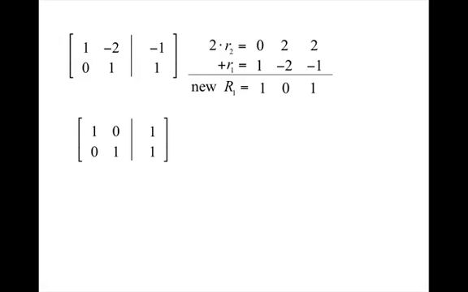Now if you notice, to the left of the equal bar, I have my identity matrix. I have the diagonal 1s and the 0s everywhere else. When you have the identity matrix, your constants become your solutions. So my first value is the solution for x, so x equals 1. My second value is the solution for y, so y equals 1. So my solution is the ordered pair 1, 1.